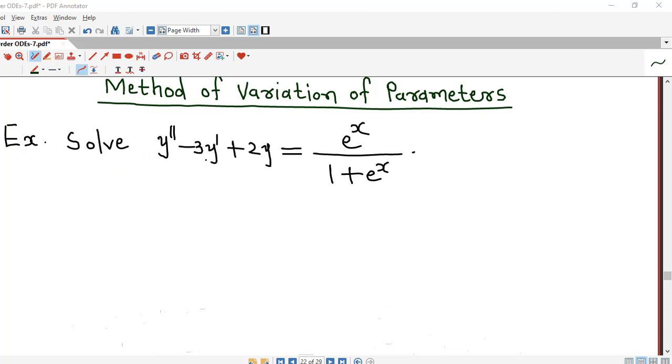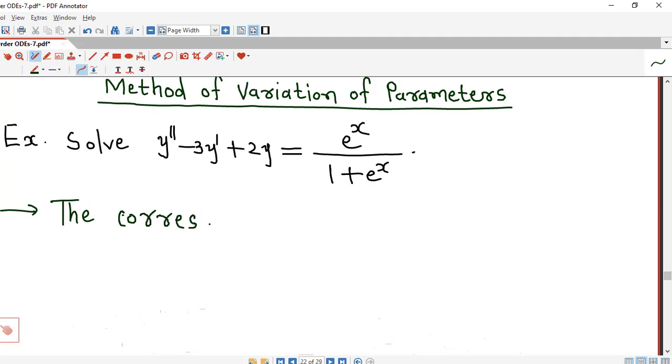Solve y double dash minus 3y dash plus 2y equal to e raised to x over 1 plus e raised to x. Now as we know, on the right hand side we have a division of exponential functions, so we cannot apply shortcut methods as well as the method of undetermined coefficients. So this problem we have to do by the method of variation of parameters. So first we start by solving the corresponding homogeneous differential equation.